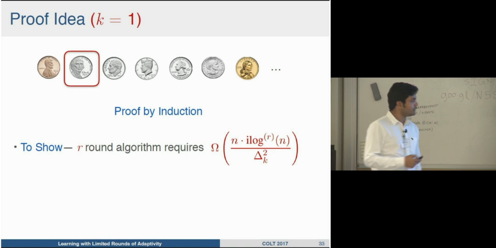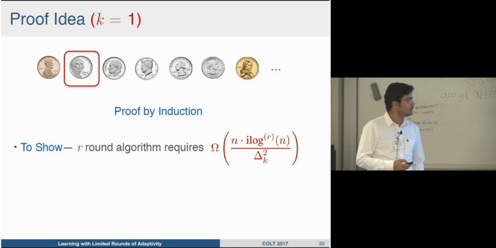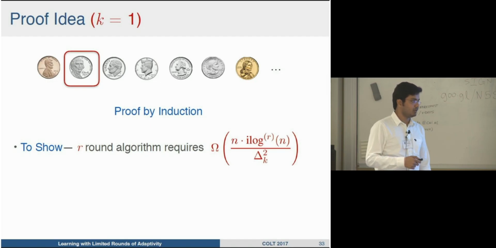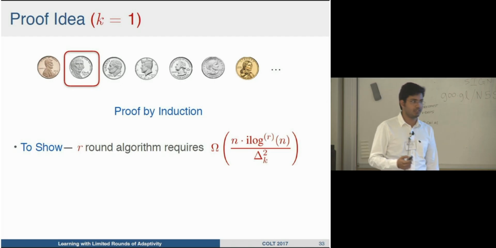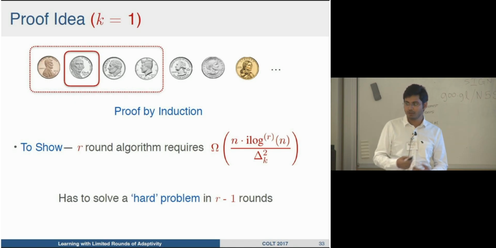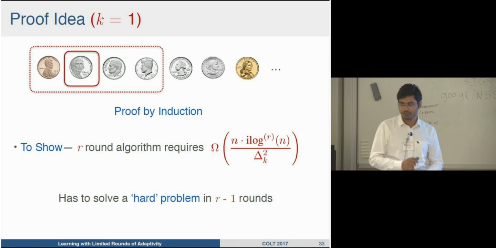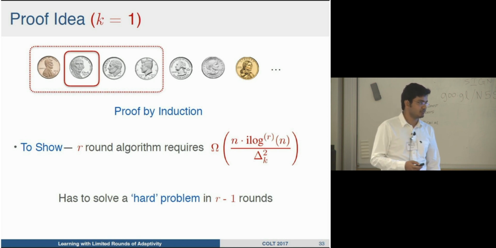Now the way we show it is using contradiction. Suppose that an algorithm tosses too few coins, and in particular, if it tosses too few coins in the first round, then it can only narrow down its search to a relatively large subset of coins. Now, because this subset is very large, the problem still remains hard for R minus 1 rounds. So if the algorithm is still able to solve this problem, it will contradict the induction hypothesis.